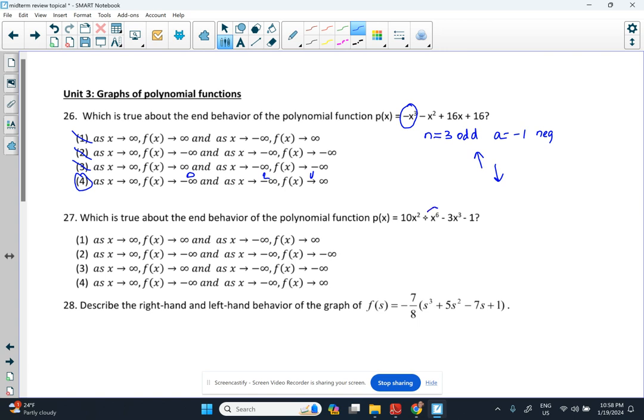Let's look at number 27. The highest exponent is x to the 6th. N is equal to 6. A is equal to positive 1. So that's even with a positive leading coefficient. That means both ends are going in the same direction and they're both going up. And if we look at the choices, number 1 is right up and left up. So it's choice 1.